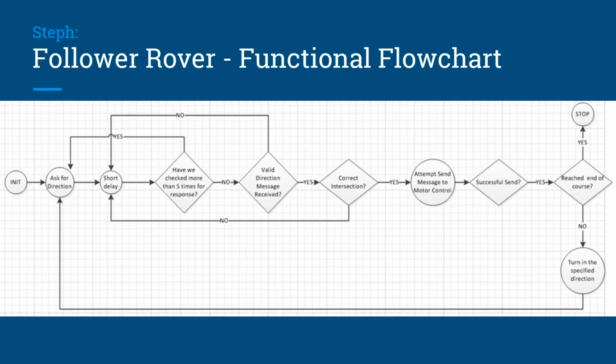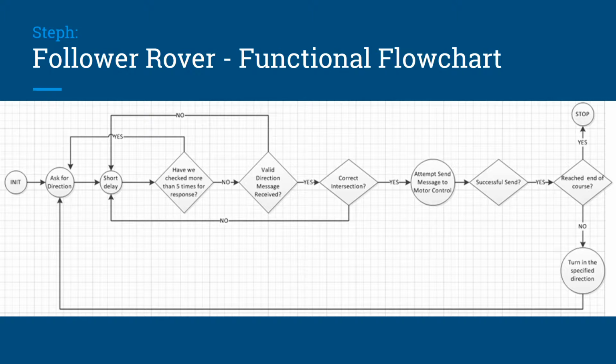This flowchart explains the control process for the follower rover. When the rover arrives at an intersection, it first asks for a direction. Then there is a short delay when the rover is checking for a response message from the lead rover. If the follower has checked more than 5 times for a response and receives no response, the follower rover sends another direction request for this intersection. If a response is received within 5 checks, the follower checks the validity of the response. If the response is not valid, the rover returns to the short delay.